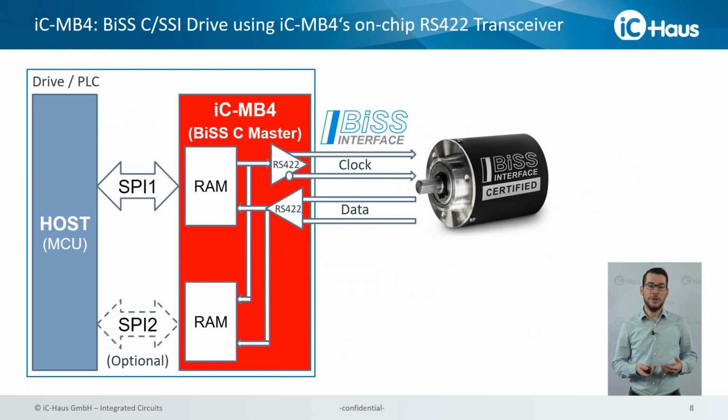Since iC-MB4 is also very established in the field, we just want to focus on two aspects. One is the typical configuration for a single BiSS device connection. What you can see here is a host microcontroller on the left side, which accesses and configures iC-MB4, and therefore controls the BiSS communication. What you can also see is that iC-MB4 has the RS422 transceivers already on chip, and therefore enables a direct connection to a BiSS-C sensor, such as an encoder.